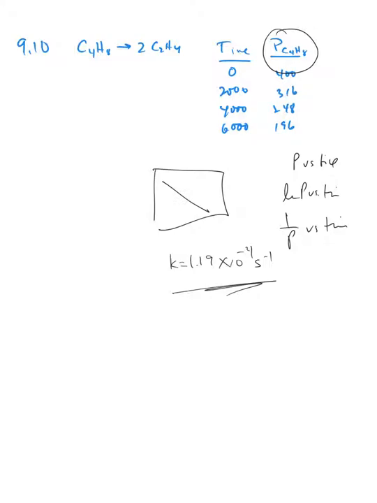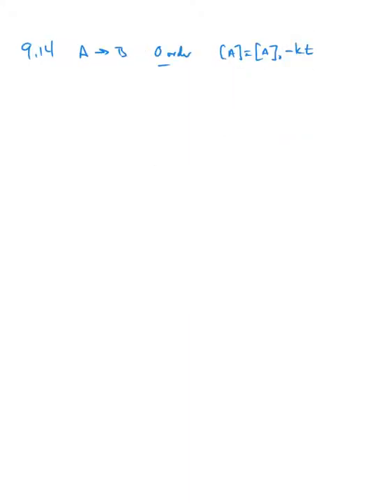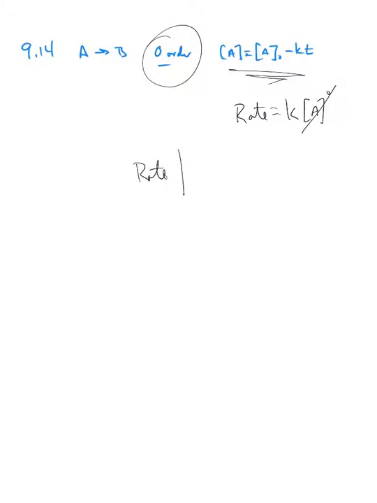And finally, 9.14 asks you to look at zero order reactions. Here's the integrated rate law. The important thing to know about zero order reactions is that there's no dependence on the reactant. So that basically goes away. If you were to plot, for example, the rate of the reaction versus the concentration, you would just get a straight line because it's not going to depend on A at all.